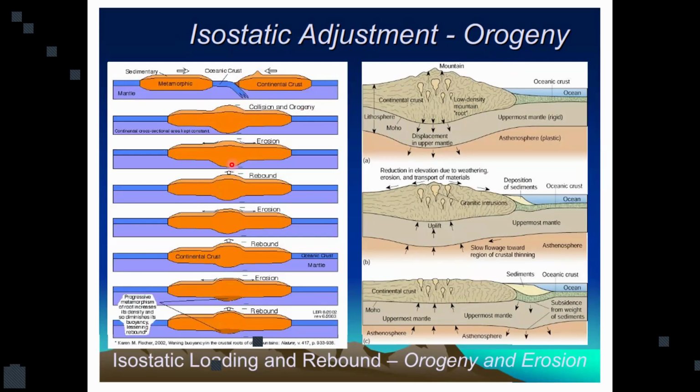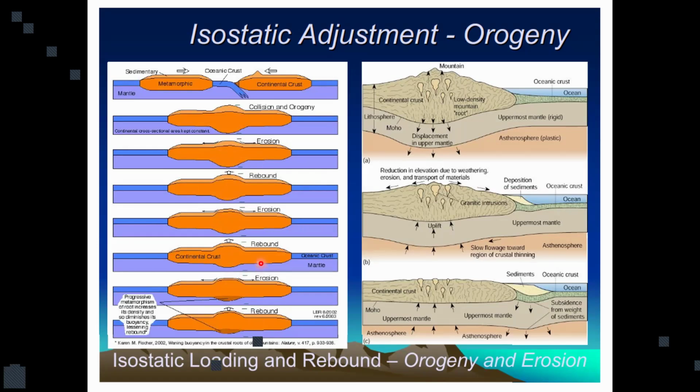After some time, that mountain will be eroded. After the erosion, the sediment will move to the sides. And you can see the mountain will be rising. More erosion, rising, and that is what we call rebound. Erosion, rebound.